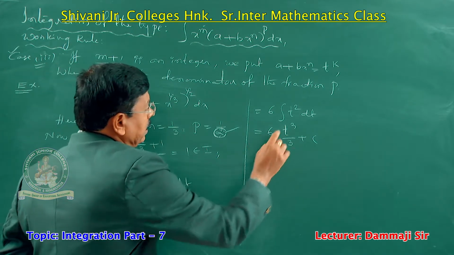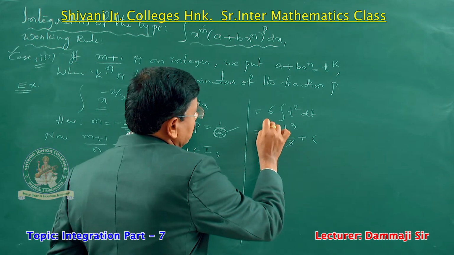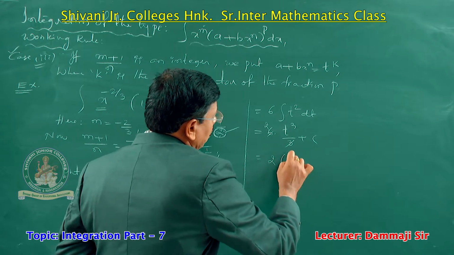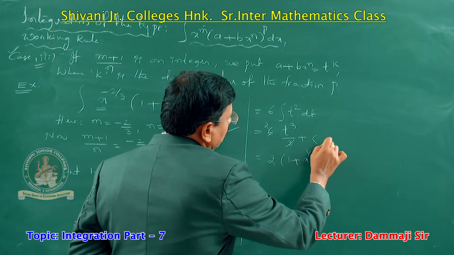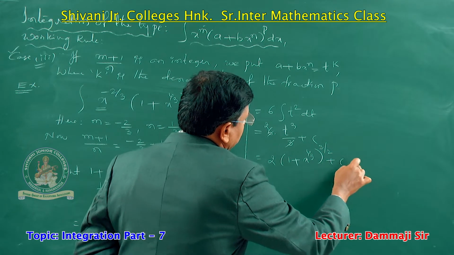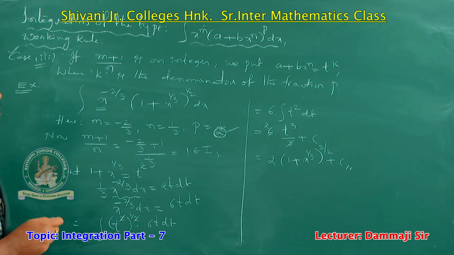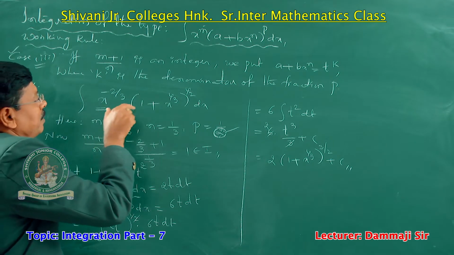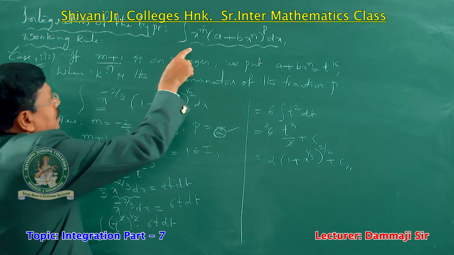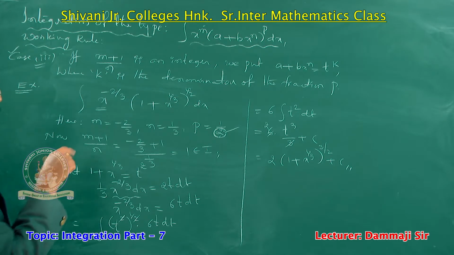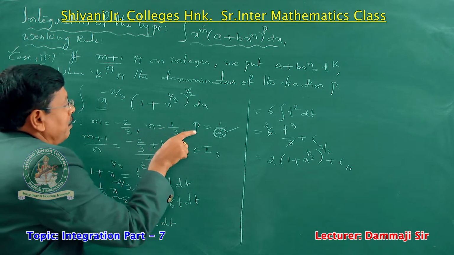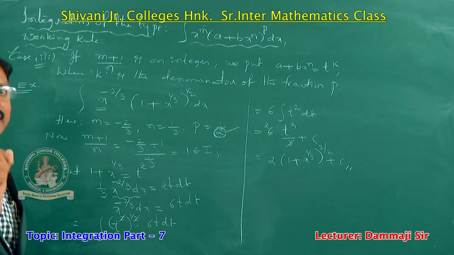But here only 3 is there. So we have the result 2 into 1 plus x power 1 by 3, whole power 3 by 2, plus c. So you can observe it. The first and second, and the present one, have the same formation, but it depends only on m, n and p. So that is very very important.